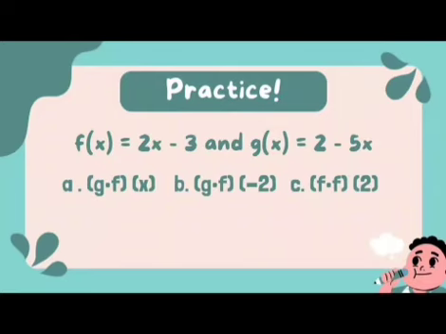Now that we have an idea about how to solve a composite function, let's try solving this one. F of x equals 2x minus 3 and g of x equals 2 minus 5x. For letter A, g of f of x. For letter B, g of f, and replace the value of x by negative 2. For letter C, f of f, and replace the value of x by positive 2.